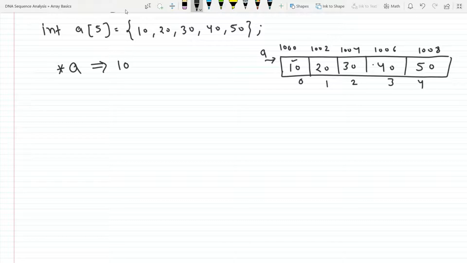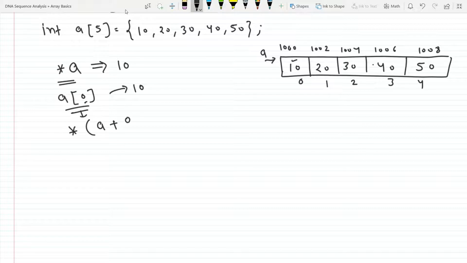It is 10. Okay, so internally, how can we print in a programming language, like a of 0? If you print a of 0, this will return me 10. Internally what happened to this? This is internally implemented like this: star of a plus the index value, which is 0. Okay, now what will be the value? Star a is what? A is 1000, plus 0, and it is always multiplied with the data type size.